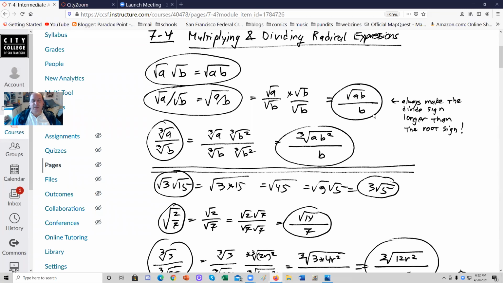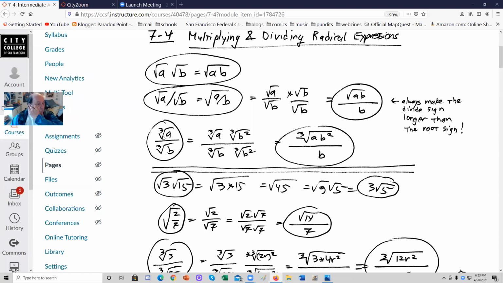A piece of advice, a bit of typographical advice: always make the divide sign longer than the root sign. Otherwise, you might get confused, and confusion is not your friend. So long divide sign, root AB, long divide sign, B.